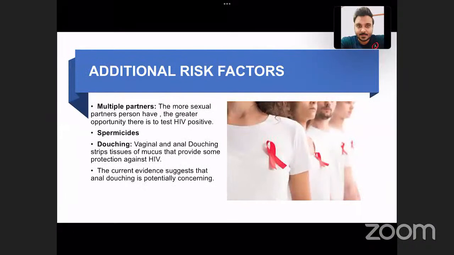The next additional factor is having multiple partners. The more sexual partners a person has, the greater the chances are of becoming HIV positive. And the last two are spermicides and douching. Vaginal and anal douching strips away mucus that provides some protection against HIV. And the current evidence suggests that anal douching is potentially carcinogenic.